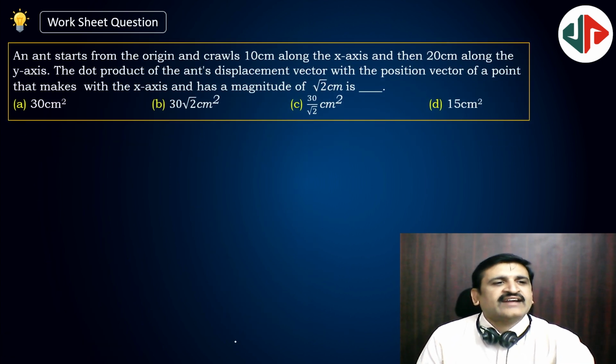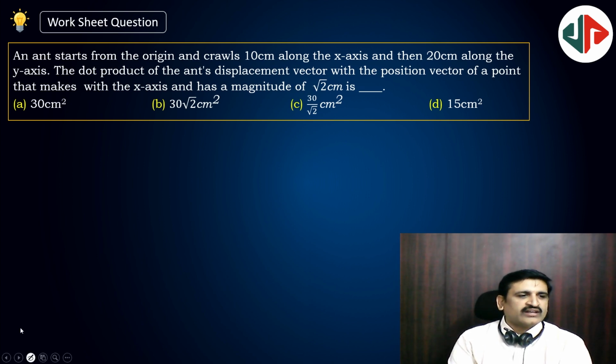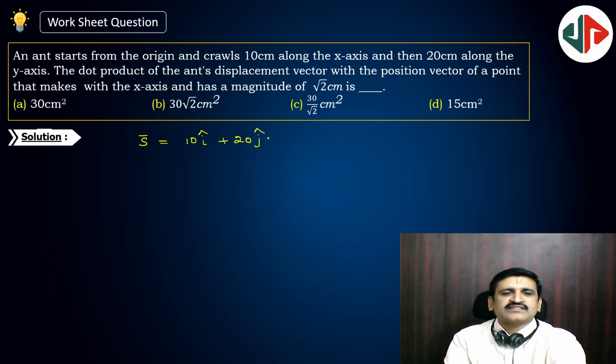Next, an ant starts from the origin and crawls 10 centimeters along x-axis and then 20 centimeters along y-axis. Okay. If you want, then I can draw it as a diagram. First, let me read the complete question. The dot product of the ant's displacement, so displacement vector we will write first. Displacement vector S bar is equal to 10 centimeter along x-axis, 20 centimeter along y-axis.